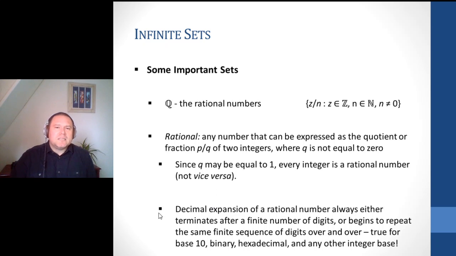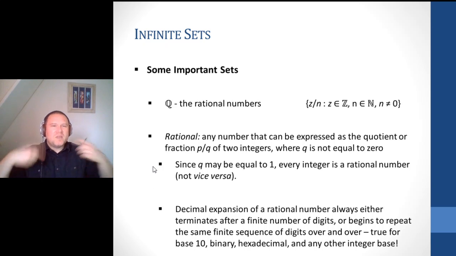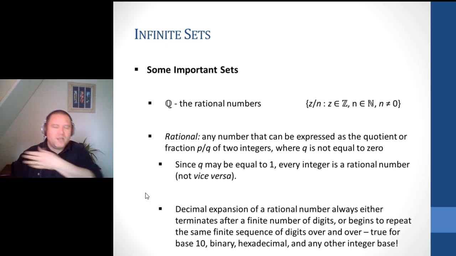What's neat is the decimal expansions of a rational number always either terminate with a finite number of digits, or they begin to repeat the same finite number of digits over and over. And this actually is going to be true in base 10, binary, hexadecimal, any integer base. It's kind of cool. So for example, 1 over 3 is a rational number because what you get is just 0.3 and then 3 repeating infinitely. So again, any number that we can express as a fraction either terminates after a finite number of digits or starts to repeat the same finite sequence of digits over and over.